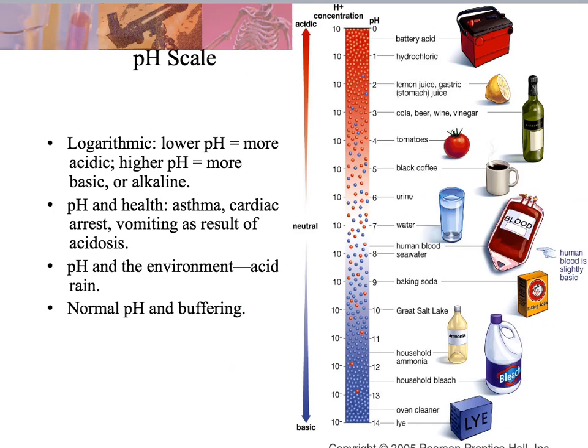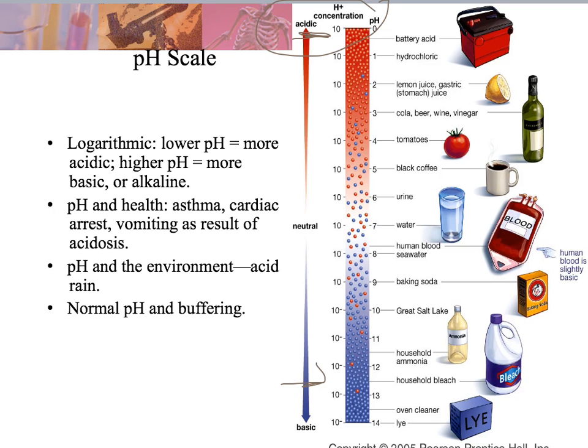When we talk about the pH scale, it is logarithmic, which means it goes up by a factor of 10. And it's also kind of an inverse relationship. As we see here, as the concentration of H plus goes up, the number gets smaller. It's showing you here with the red dots being the H pluses and the blue dots being the OH negative. As the acid gets stronger, we have more and more H pluses. As it becomes more basic, we have less and less. You see we have fewer red balls down at this end.